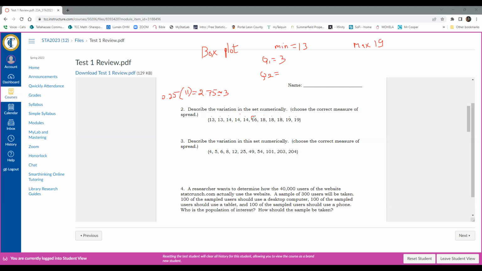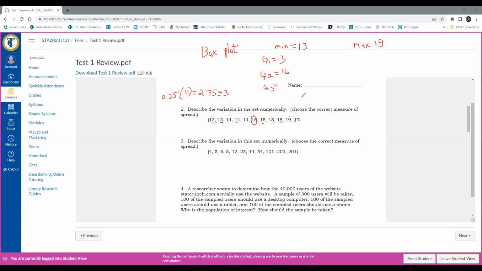This is going to be right here. As you can see, we've got 1, 2, 3, 4, 5 on the left side, and 1, 2, 3, 4, 5 on the right side. That means Q2 will be 16. Okay, now let's find Q3.